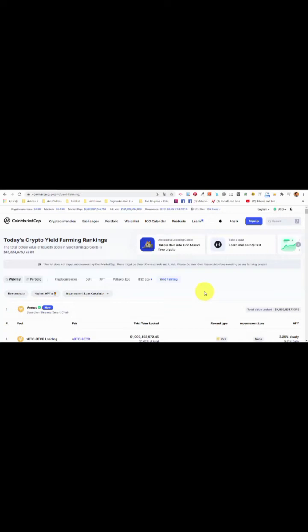Right now in the cryptocurrency and blockchain world, in the last few years, there's a new concept that has been growing, and it will probably be a big part of our financial future at a global level, which is decentralized finance, shortened as DeFi. If you go on coinmarketcap.com, you are going to see here that you have cryptocurrencies, DeFi, NFTs, and so on. And we have here today's crypto yield farming rankings. Now, basically what's yield farming?